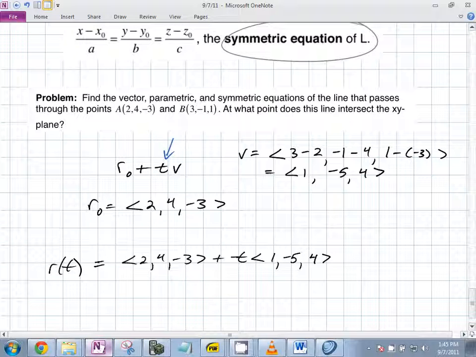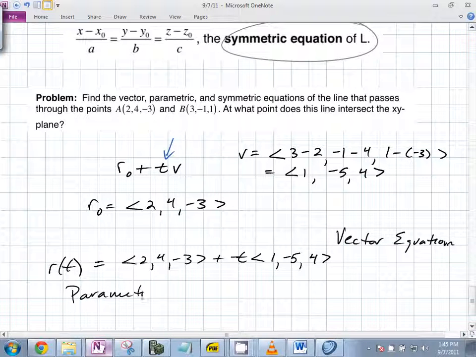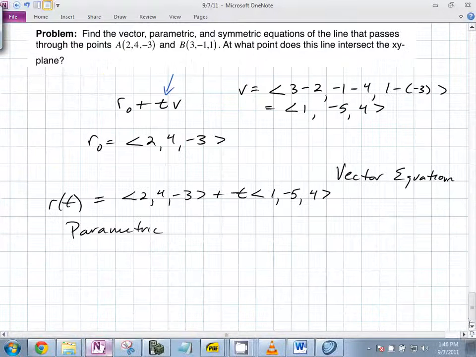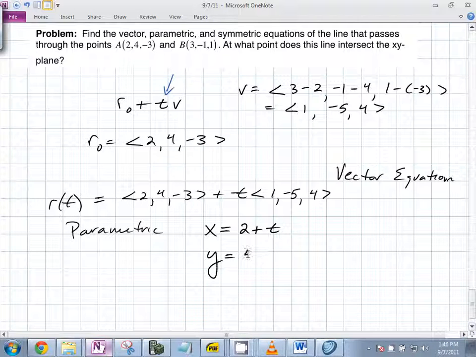So this is the vector equation. Once you have the vector equation, you're pretty much home free. Can someone tell me just off the top of their head what the parametric equation is going to be? Let's go back and see what one looks like. X is x naught plus TA, right? So x is going to be equal to 2 plus t. What's y equal to? Yeah, and z is equal to negative 3 plus 4t. There's the parametric definition. Exactly, right.